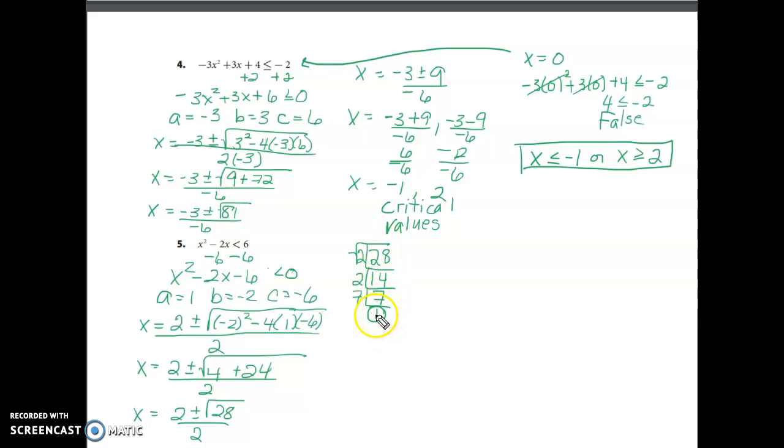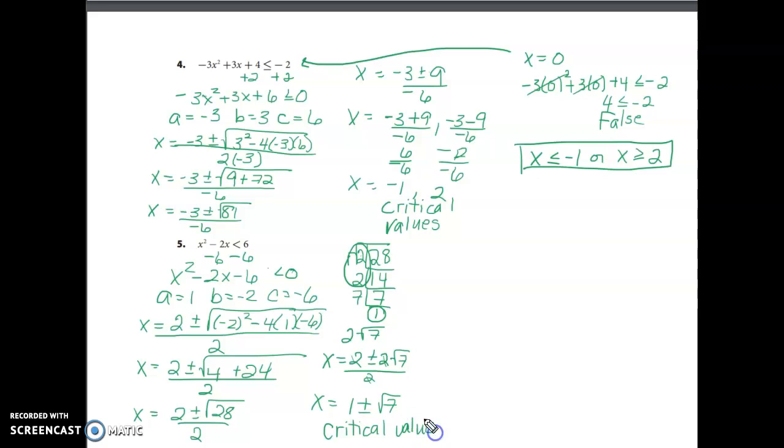That means I've factored out everything else. My 2, 2, and 7, those are the prime factors of 28. And for square root, I want to circle my pairs. The 2 gets to come out. The 7 does not. So now I have x is equal to 2 plus or minus 2 square root of 7 over 2. They're all divisible by 2, so x is equal to 1 plus or minus square root of 7. Again, this is my critical value. It is not my solution.